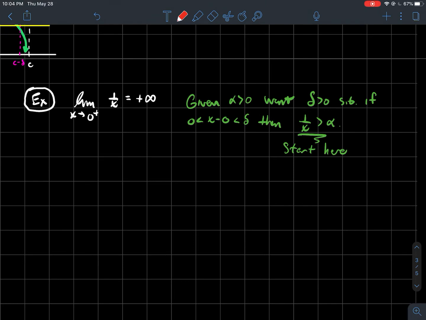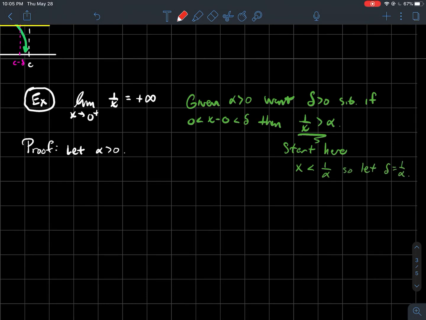What do I want? I want a positive delta such that if, again, coming from the right, so I don't need absolute values in the middle there, if x is less than delta, basically, then 1 over x should be bigger than alpha. I'm going to start here to try to get a relationship between x, alpha, and delta. And so in that case, that says x should be less than 1 over alpha. So wait a minute. If x is less than 1 over alpha, that's the same thing as saying 1 over x is bigger than alpha. So why don't I just let this delta be 1 over alpha? Cool, and that's the trick.